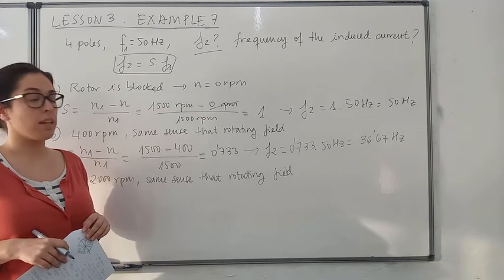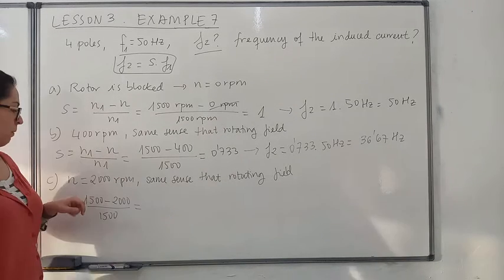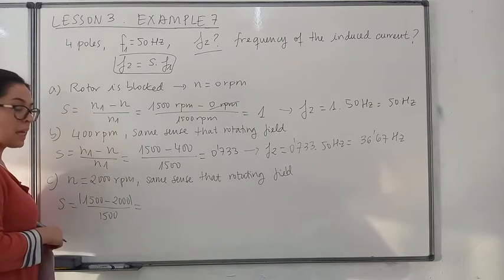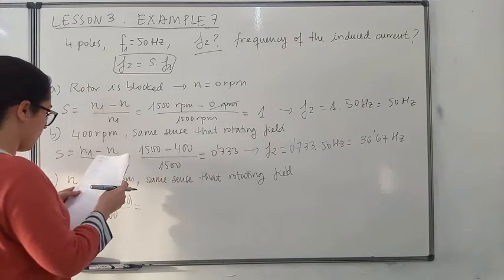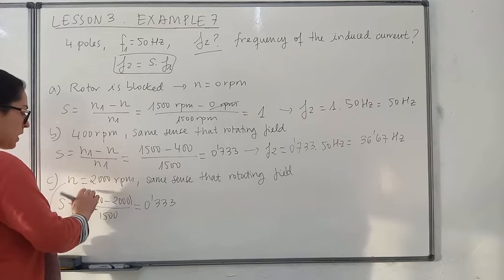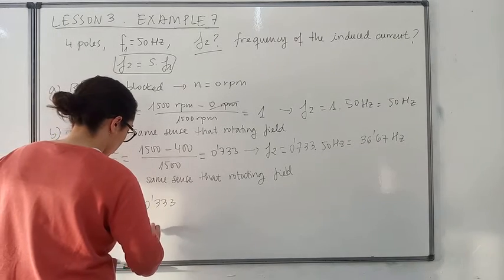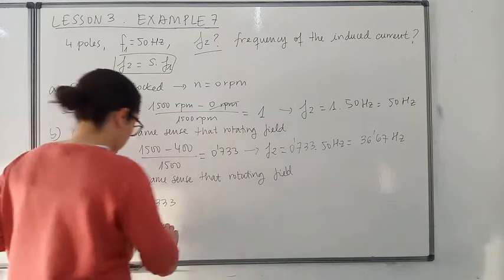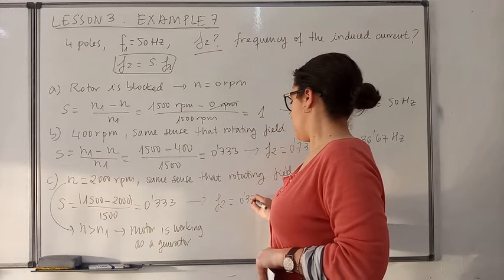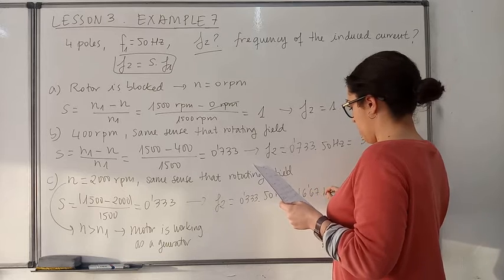In question C, they say that the speed is 2000 revolutions per minute, and we have the same sense as the rotating field. So when we try to calculate the sliding, as we can never have a negative sliding, we need to do this in the numerator in absolute value. And we are going to get this result here. You need to know that as this value is higher than the synchronous speed, then the motor is working as a generator. So with that sliding, you will have a frequency in the induced current equal to 16.67 Hz.